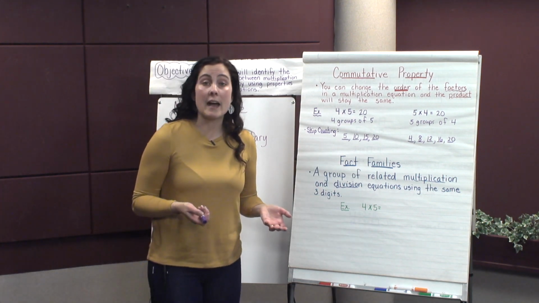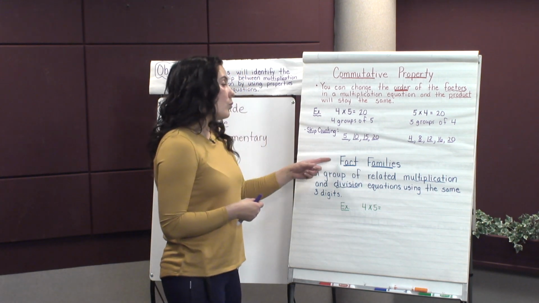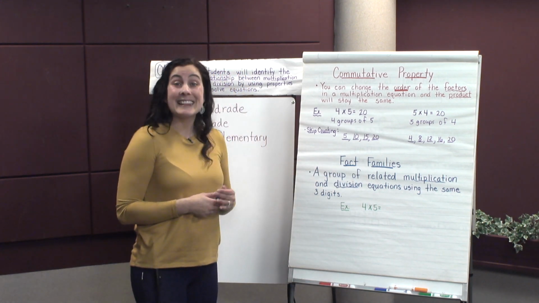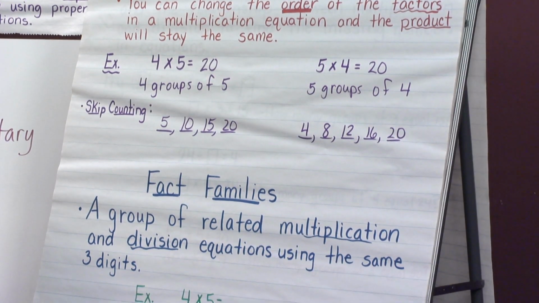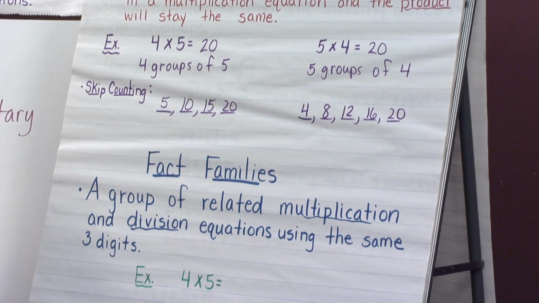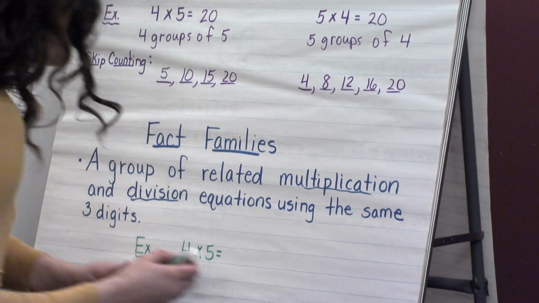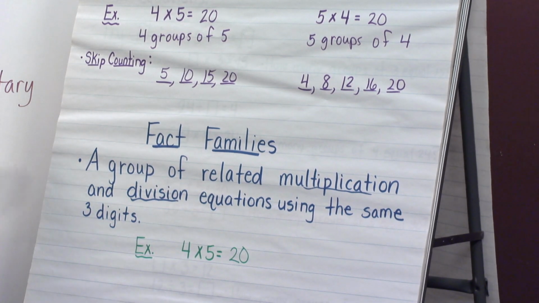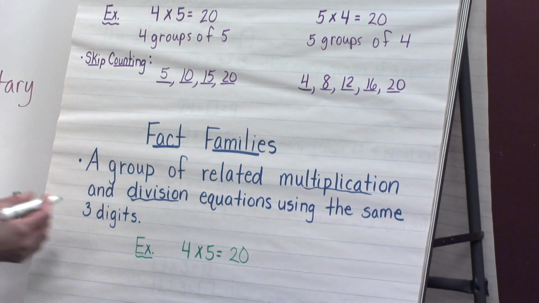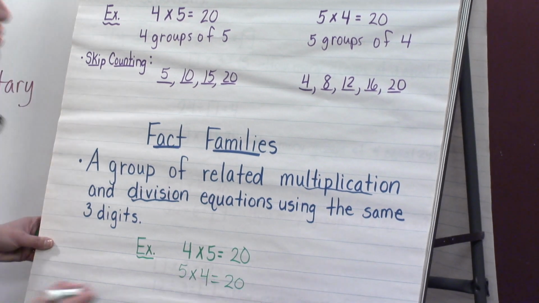So now that we know that, we can use our fact families to help us with our difficult facts. What is a fact family? A group of related multiplication and division equations using the same 3 digits. So let's look at our 4 times 5. We know 4 times 5 is 20. We did that up here. So if I wanted to show the facts, the equations that are in the same family, I've got my commutative property here. I can use 5 times 4 to get the 20.